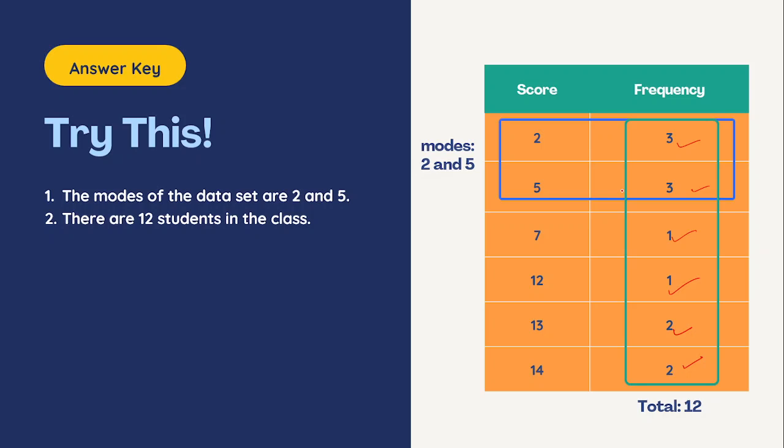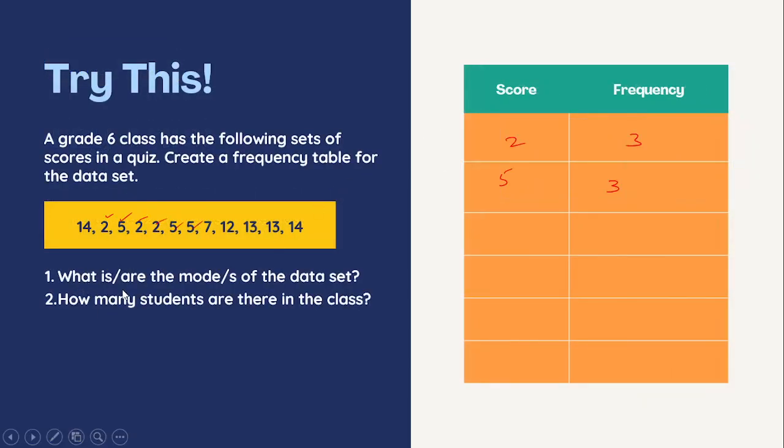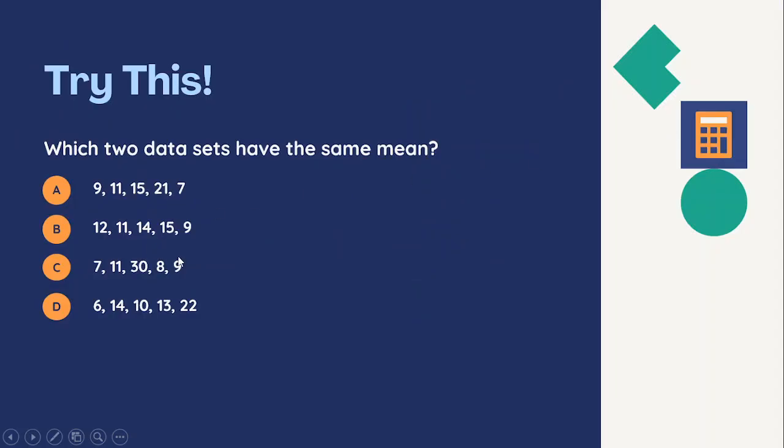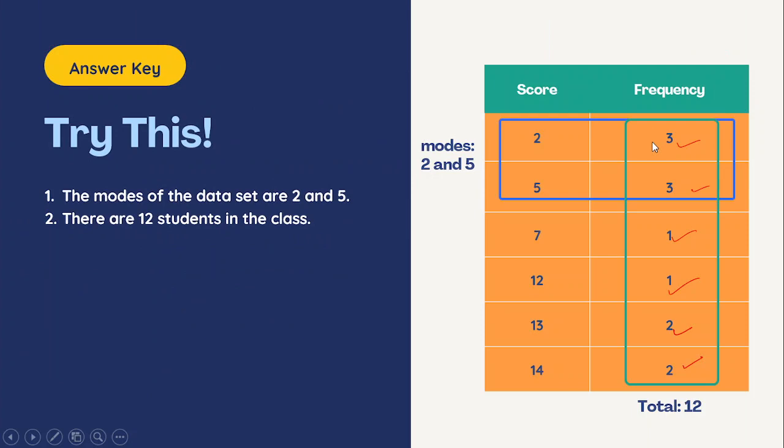Now we need to find its mode, because the question says what is or are the mode of the data set. So now here you can see 3 is the number which is coming again and again. Okay, so 3 will be the mode. Sorry, so 3 is the frequency; what is the score? 2. Here 5. So the modes of the data set are 2 and 5 because each is coming 3 times, equal times. It means there are 2 modes.